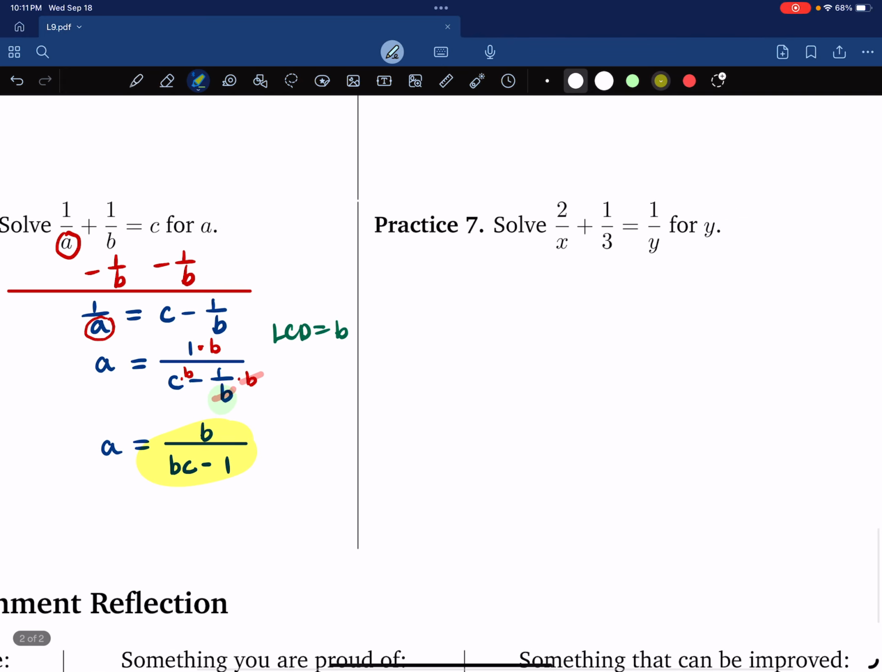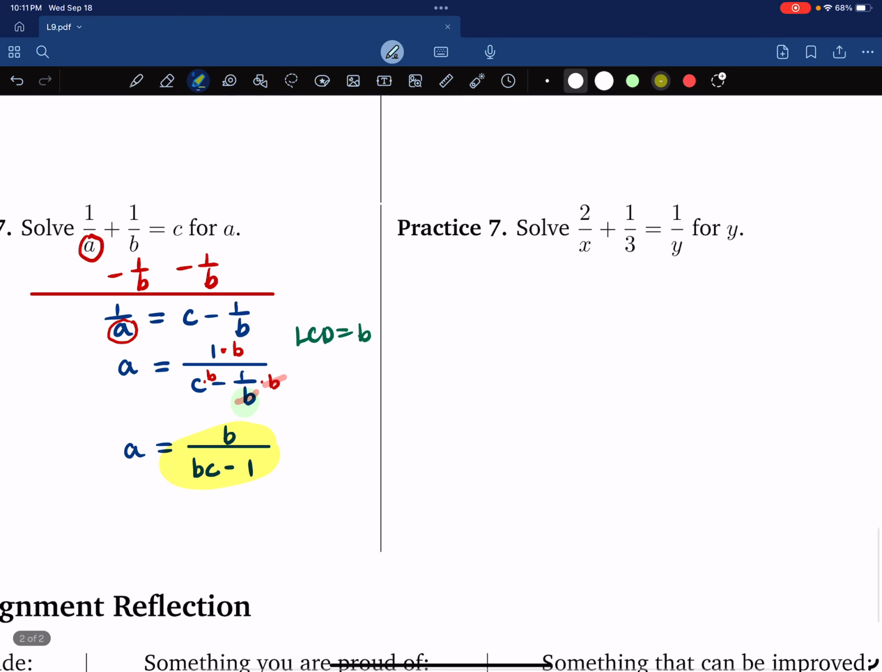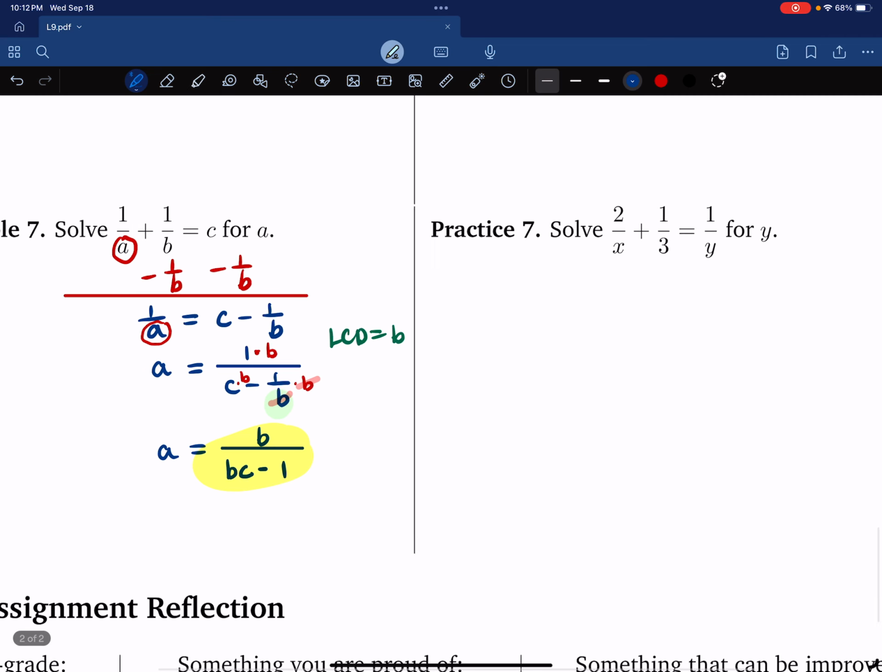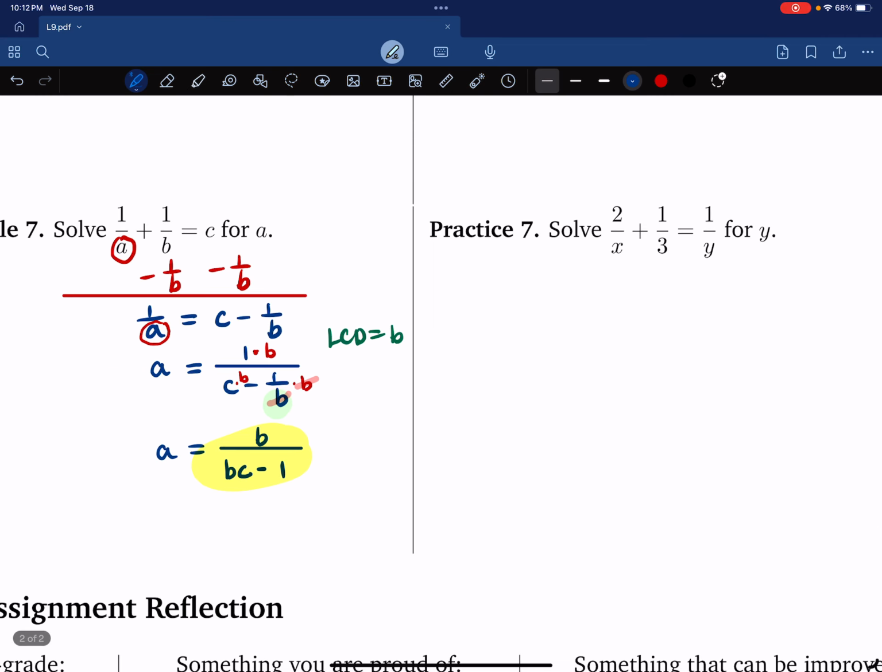Okay, so for practice 7, this one I will guide you through because this one might be a little bit harder for you to solve on your own. This one we're solving for y, so let's circle that. And notice that this 1 over y is already isolated. It's on the right-hand side. So we could use the same strategy, right? What's the strategy? Reciprocal.